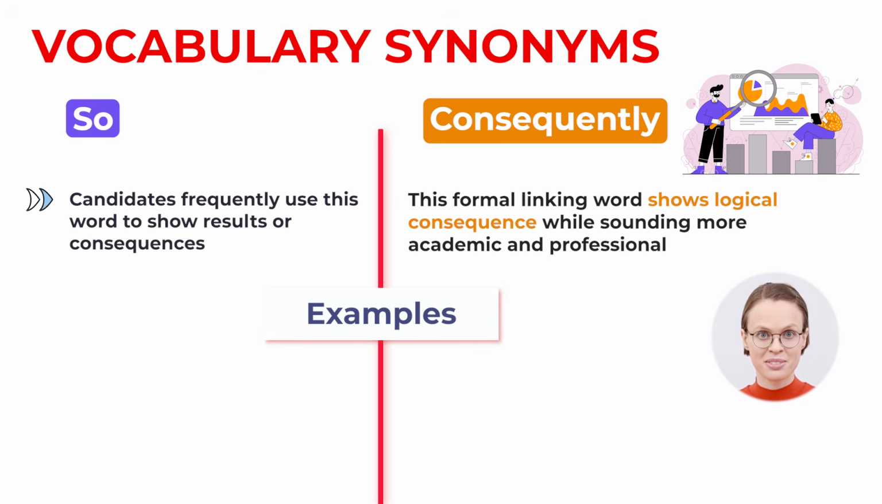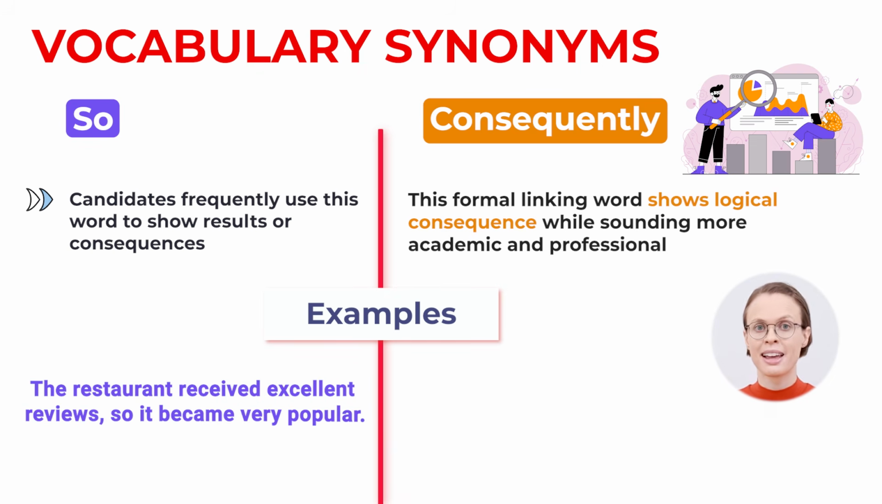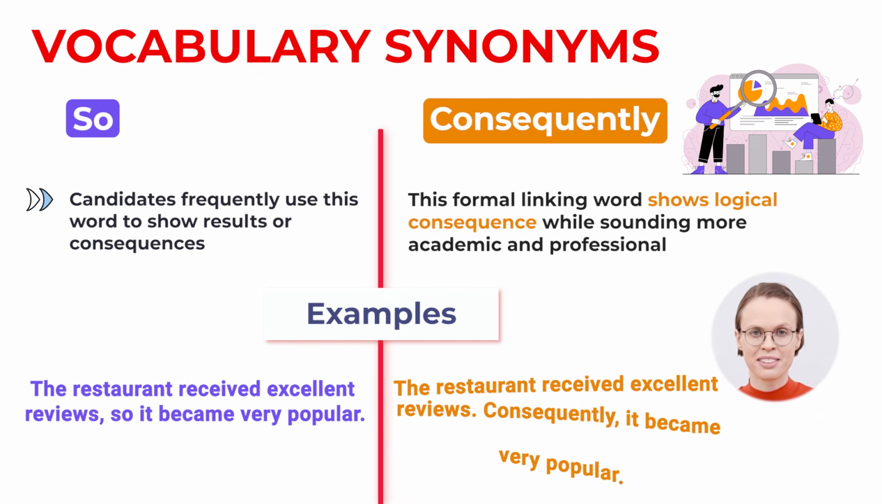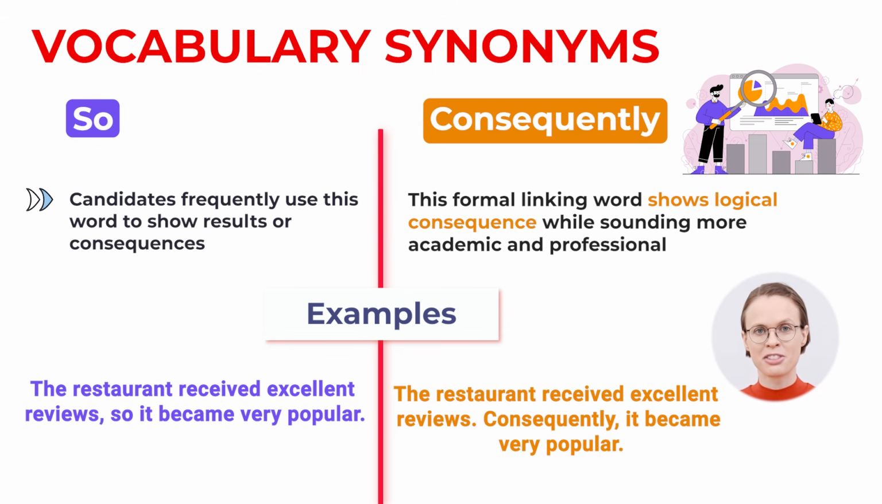Here's an example. The restaurant received excellent reviews, so it became very popular. This becomes: the restaurant received excellent reviews. Consequently, it became very popular. The word consequently is excellent for CELPIP writing task 2.